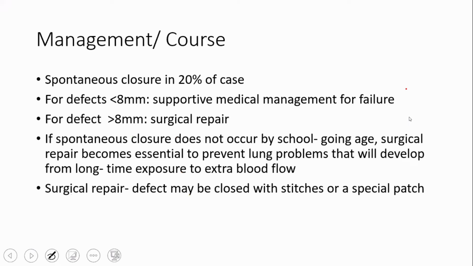So how do you manage ASD? 20% of the cases close spontaneously. If it is ostium secundum, most of the time it closes spontaneously. Ostium primum will not close spontaneously. Okay, so spontaneous closure is usual. What do we do in a child with ASD?